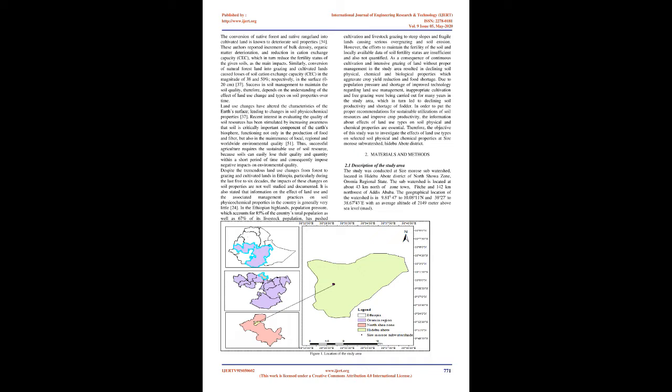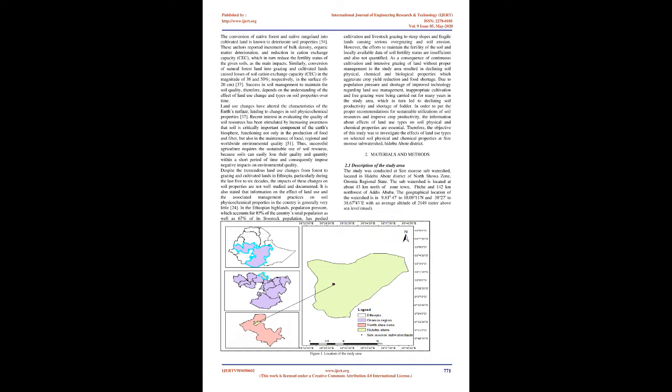Similarly, conversion of natural forest land into grazing and cultivated lands caused losses of soil cation exchange capacity, CEC, in the magnitude of 38 and 50%, respectively, in the surface, 0 to 20 centimeters [37]. Success in soil management to maintain the soil quality, therefore, depends on the understanding of the effect of land use change and types on soil properties over time.